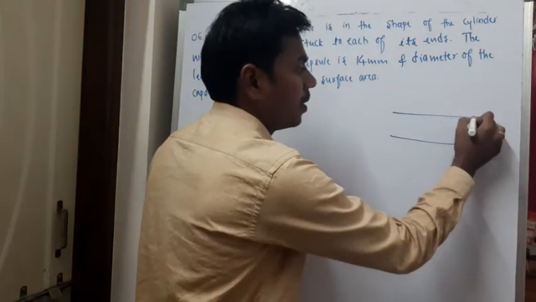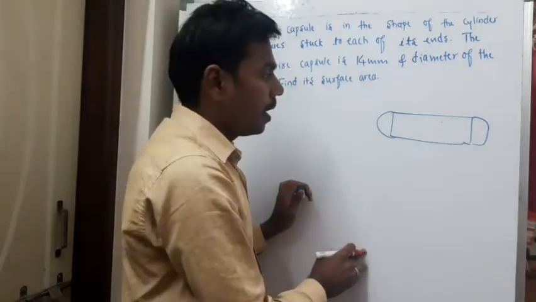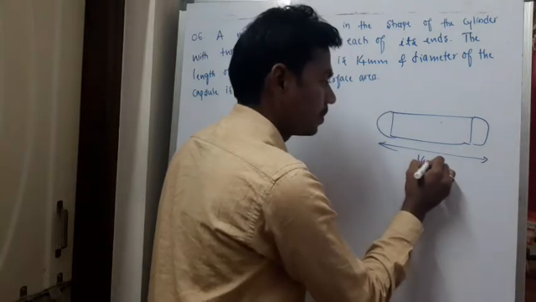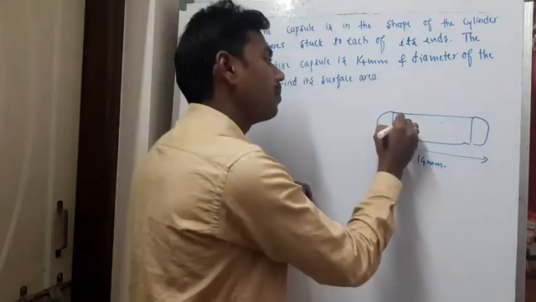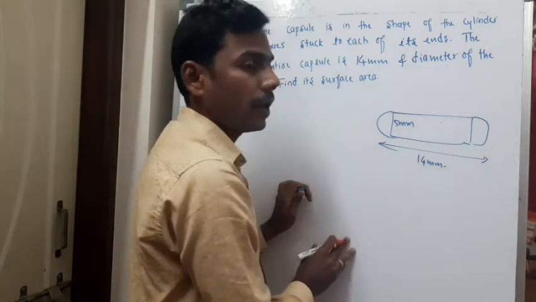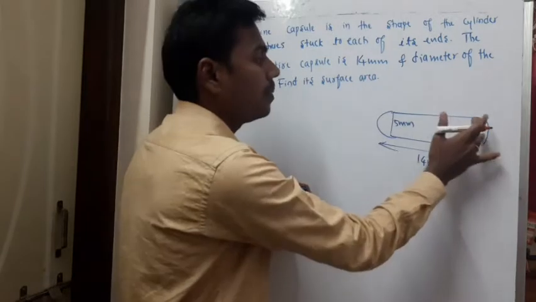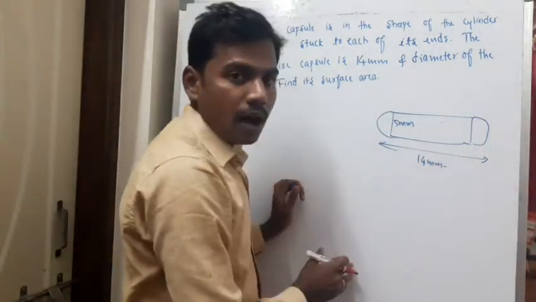See, there is a capsule. There are two hemispheres attached to it, and the total length of the capsule is 14 mm. And what is the diameter of the capsule? It is 5 mm. Now, it is a combination of two hemispheres and one cylinder. So I want to know the height of the cylinder.